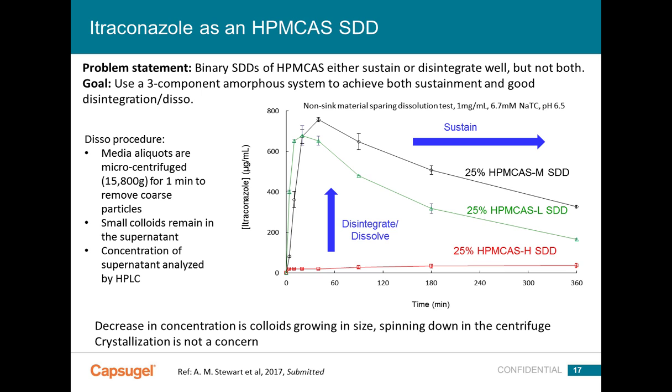So the decrease in concentration that we're seeing in this dissolution test is the colloids are actually coarsening or growing in size, and therefore they spin down in the microcentrifuge. We don't observe any crystallization issues for this system. So this brings up the question of, if we can formulate with the best of both worlds, meaning the advantage of the HPMCAS-H and of the HPMCAS-L, maybe then we can achieve a good balance of sustainment and dissolution rate.